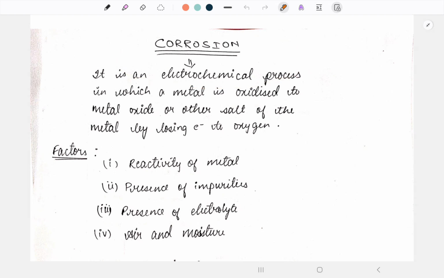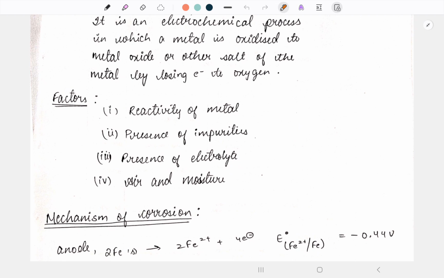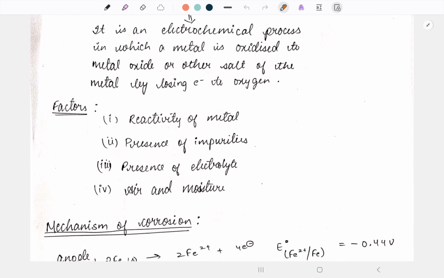So the place of the iron object where rusting takes place acts as anode. This is the place at which oxidation occurs and iron oxide is formed. Now let us study the factors affecting this. First factor is the reactivity of the metal. That is, the more reactive the metal is, the more will be the rusting. Next is the presence of impurities. That is, metal having impurities has more chances to get rusted than pure metal.